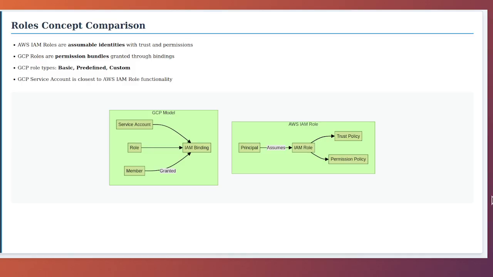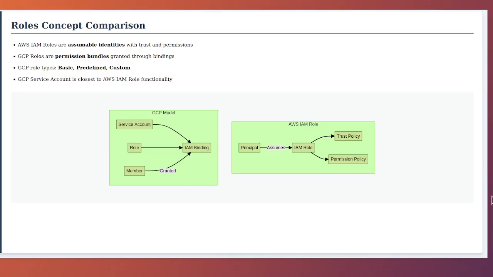These grant thousands of permissions and are generally too permissive for production use. Predefined roles are created and maintained by Google for specific services, offering granular permissions packages like compute.instanceAdmin for managing Compute Engine instances. Custom roles allow you to define your own permission sets when predefined roles do not match your requirements. The diagram illustrates this difference.